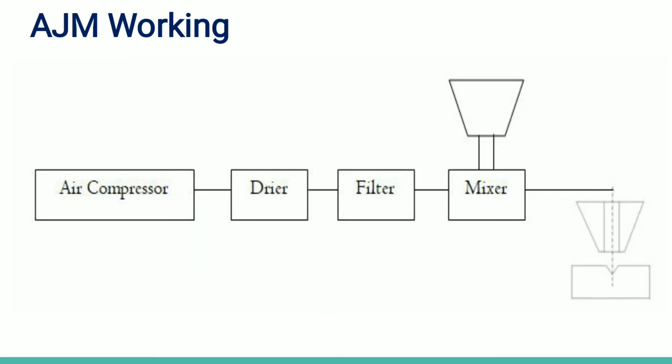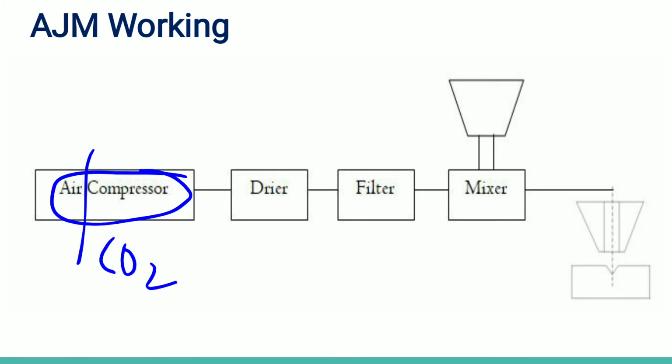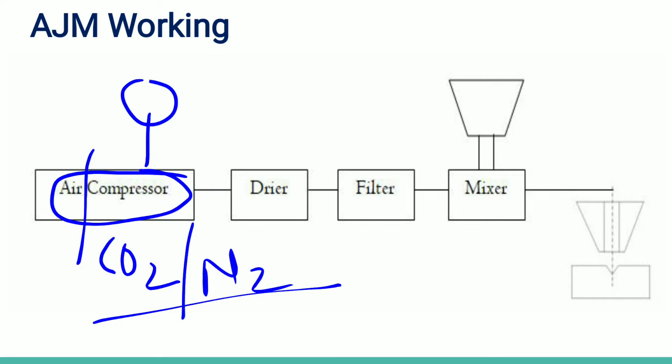For easy understanding, I'm using this figure for the working of this process. Initially we have an air compressor, which is used to store compressed air, or it can be CO2 gas or nitrogen gas. So gas also we can store, which is connected with a pressure gauge. Whatever pressure is required for this compressor is managed accordingly.